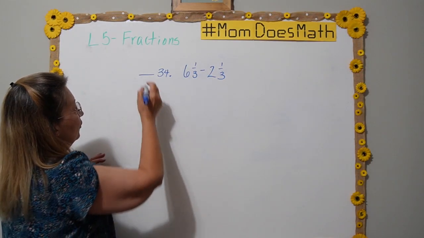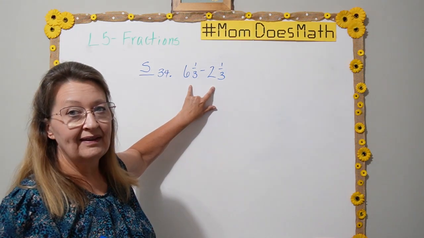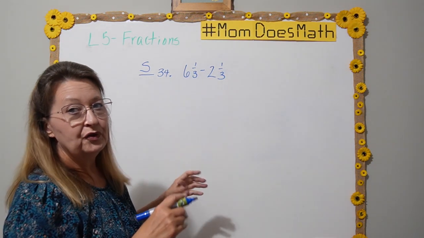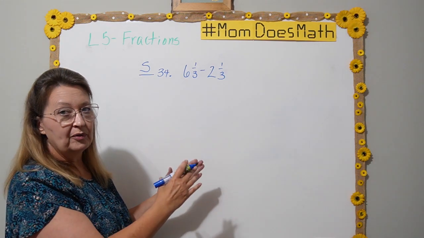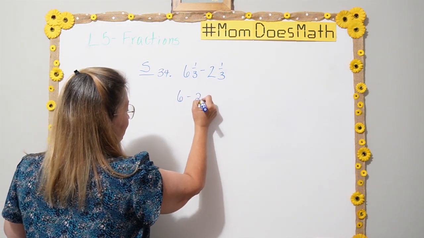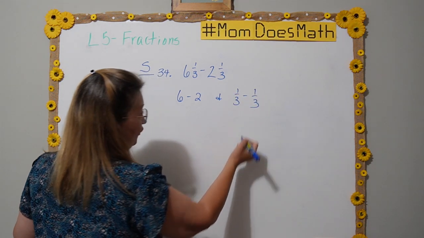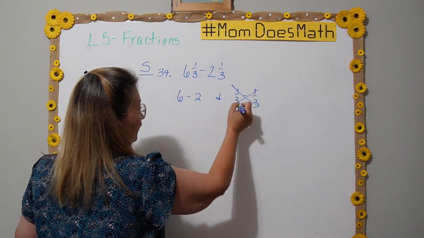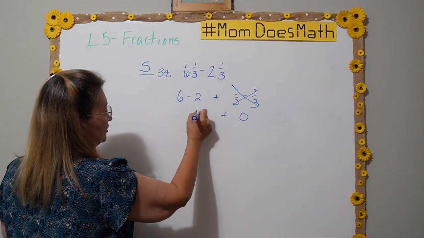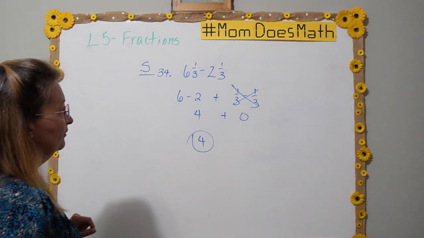Okay, number 34 is a subtraction problem, and using that split method would be really cool on this one. Since it's subtraction, you can just do the whole numbers and the fractions. So I can just say 6 minus 2 and 1/3 minus 1/3. Well, 1/3 minus 1/3 is 0, and 6 minus 2 is 4, so your total answer is actually 4.